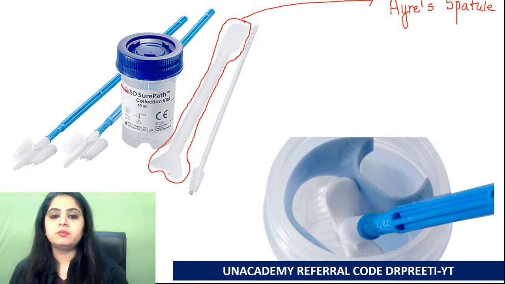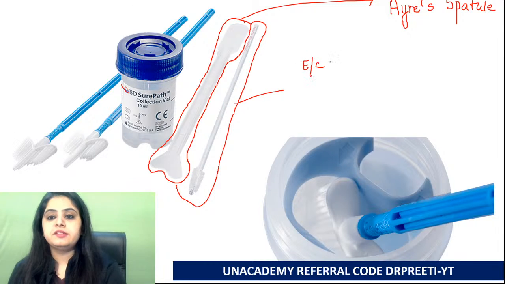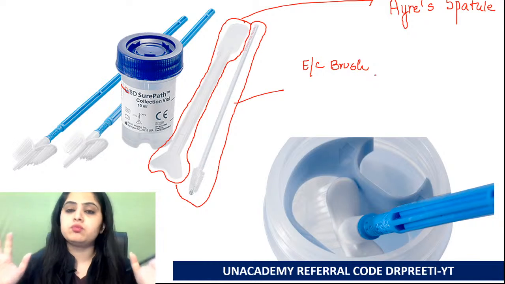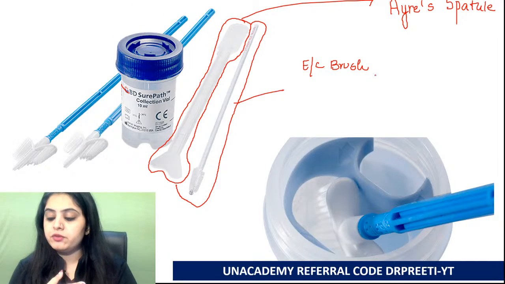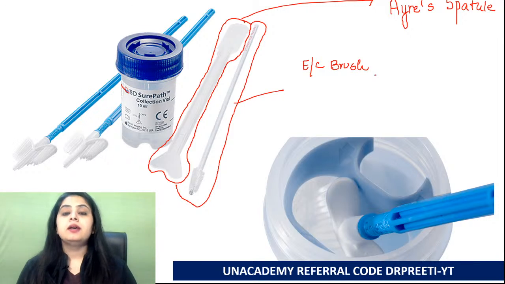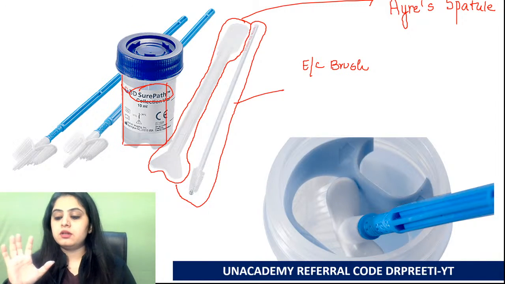So I take the Ayers spatula, and what is this next stick next to it? What is this brush-like thing? This is the endocervical brush. I'm sure in gynecology you guys have studied it in much more detail. So I've got an Ayers spatula and an endocervical brush, many of you call it a cyto brush. But now I've got some advanced techniques like SurePath. What do I do in SurePath? Do you see there's a vial, there's a container? So let me give you a quick recap.